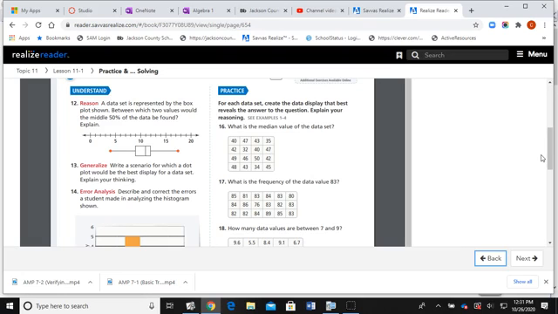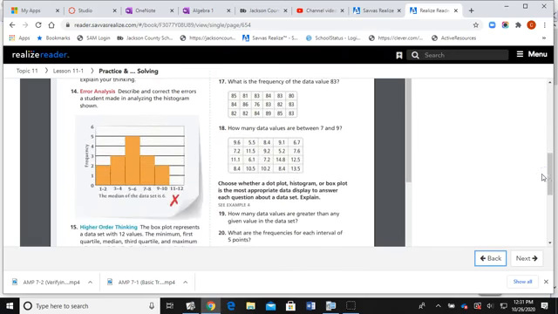Everybody good? Okay. 17, what is the frequency of the data value 83? If I want to know how many times 83 happens, which one would be the best to use? The dot plot, because that's going to tell me how many dots, how many times 83 got used. Okay? So make sure you not only answer the question, make sure you do the data display as well. Okay? The other questions are very similar.